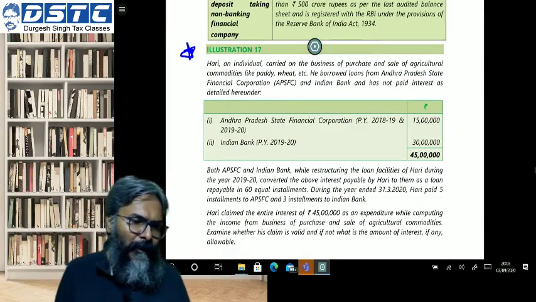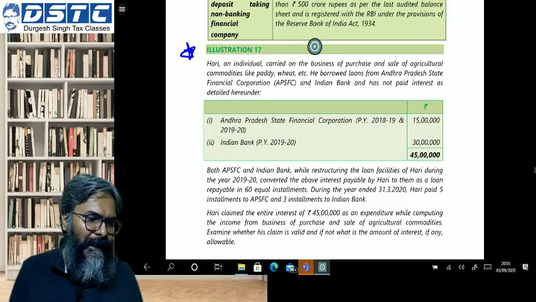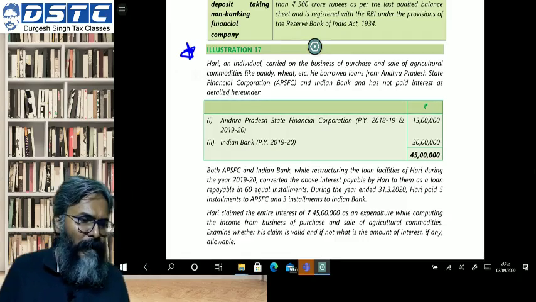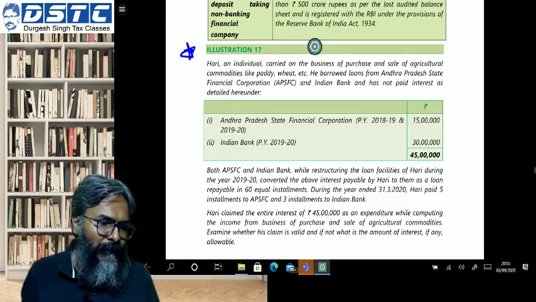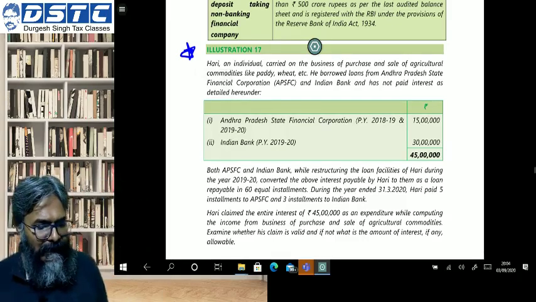Hari, an individual, carried on the business of purchase and sale of agricultural commodities like paddy, wheat, etc. He borrowed loan from Andhra Pradesh State Financial Corporation and Indian Bank and has not paid interest as detailed thereunder.